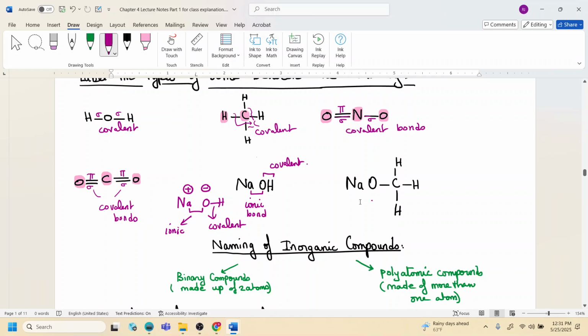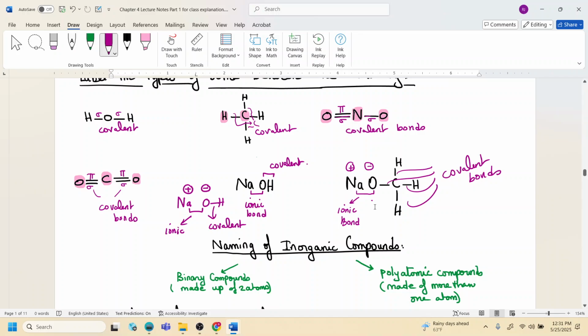Same thing in there. The sodium has a plus charge. For every positive, there is a negative charge just to balance the total charges of the structure. So that is going to make this an ionic bond. And then, of course, between carbons, hydrogens, and oxygens, all of those are considered to be covalent bonds.